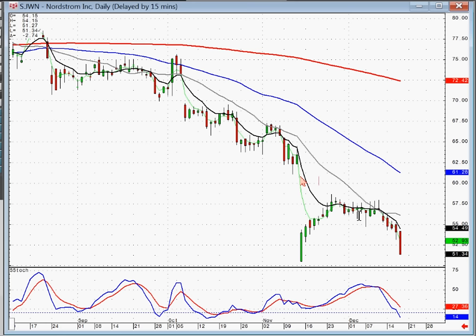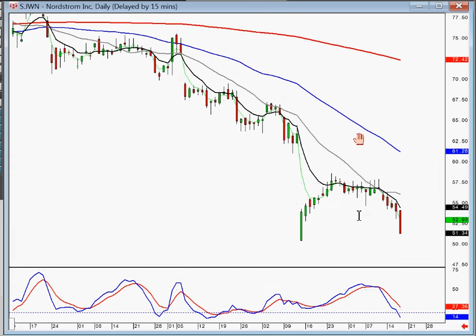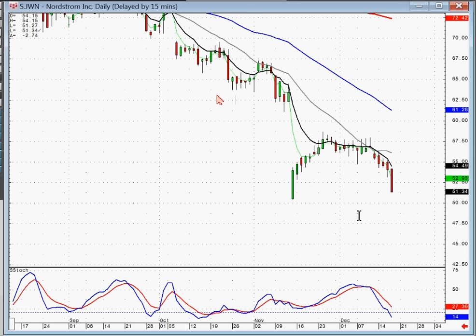JWN, Nordstrom, that's a good looking short. That's your big dumpling top. You know you're in a downtrend. So if they break this down, they could break it down to the bottom of this trend, taking it down into the 30s.